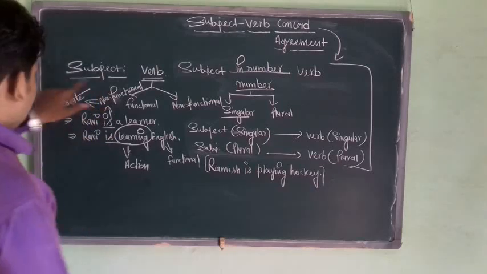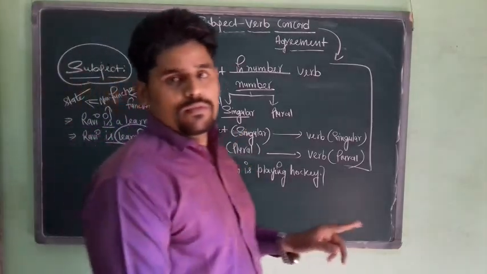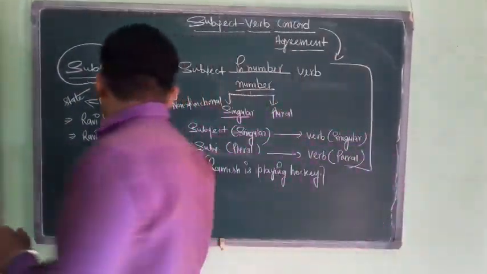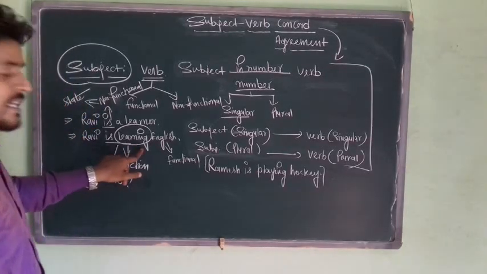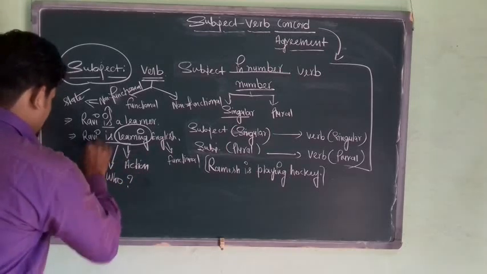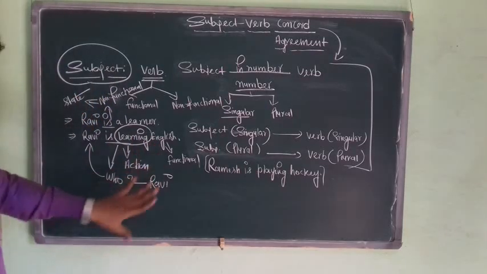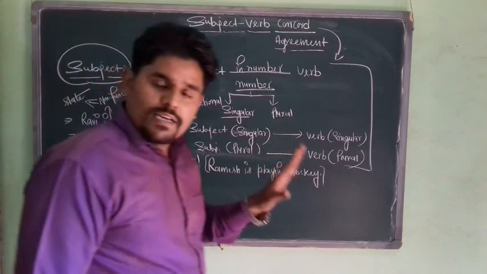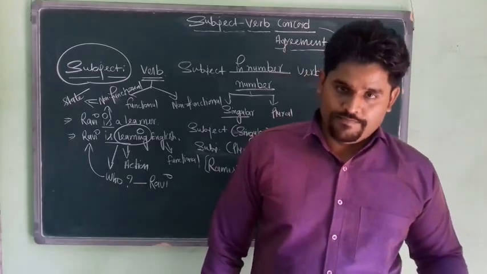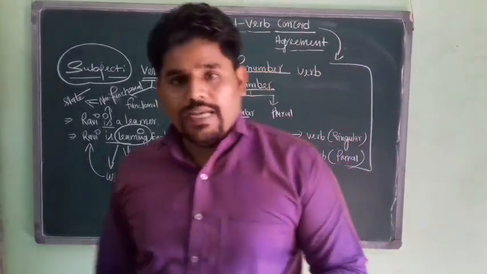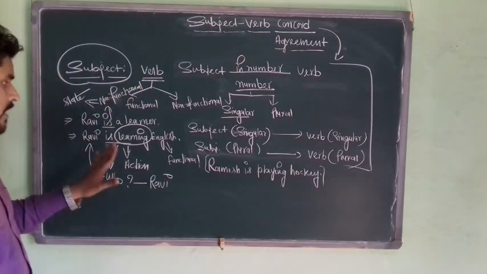Now, here we come to the point, how can we identify a subject? If the sentence has a functional verb, ask that verb who. When you ask who is learning English, you will get the subject of the sentence, and the answer is Ravi. I repeat, when the sentence has a functional verb, you have to ask that verb who is doing that action. The word you get as an answer will be the subject of the sentence. So this is way number 1 of finding out the subject of a sentence.